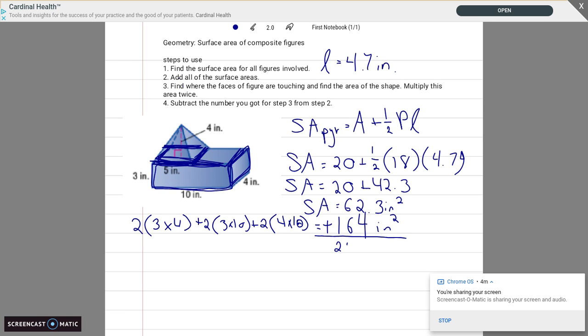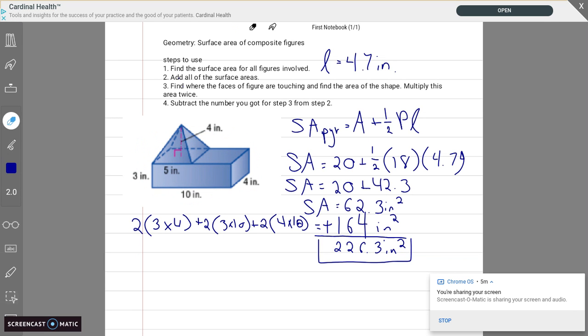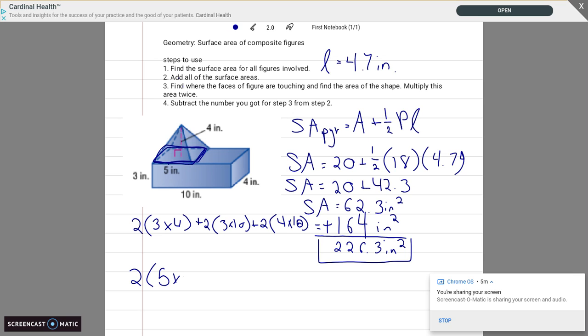So you're going to get 226.3 inches squared. That's the total surface area, but not our final answer. I'm going to erase some things over here to make it a little easier for us to see. We need to find the face that is touching. The face that is touching both shapes is this one right here, which is the base of the pyramid. You have to find the area of this base and then multiply it twice. So 2 times, and the dimensions for the base are 5 times 4. That's going to give us 40.